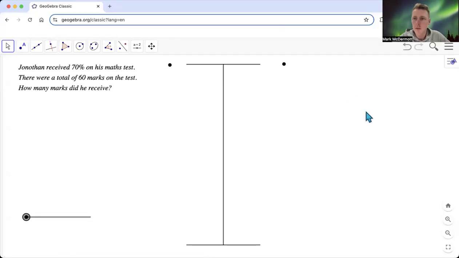All right, so we're going to look at some percentage problems using what's called a double number line. It's a good way to help visualize percentage problems. I think pretty much all percentage problems can be thought of in this way. So let's look at the first one.